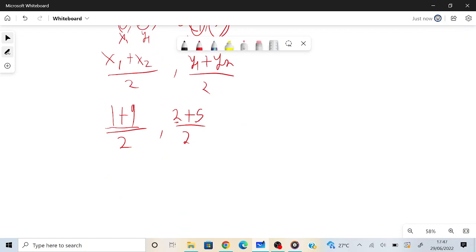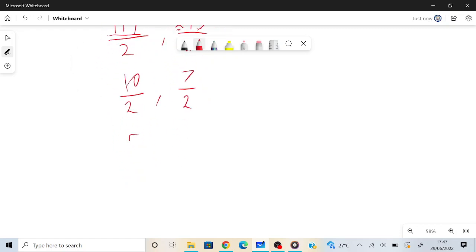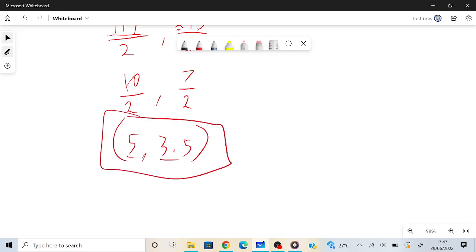So doing your calculations, you can do it in your calculator or you can do it mentally. This is 10 over 2, comma 7 over 2, and we know that this is 5, comma 3.5. And please make sure that it is in coordinate form. You have comma, this is your x coordinate and this is your y coordinate of the midpoint, and that is the answer to that question.